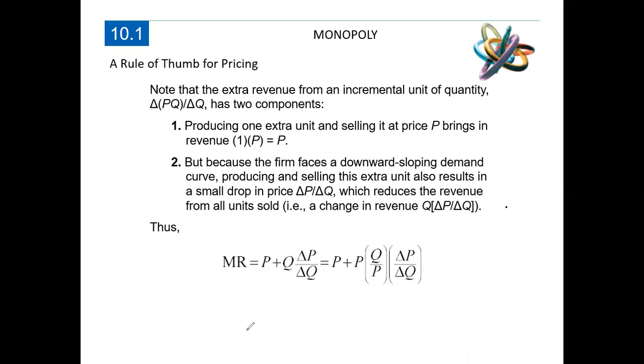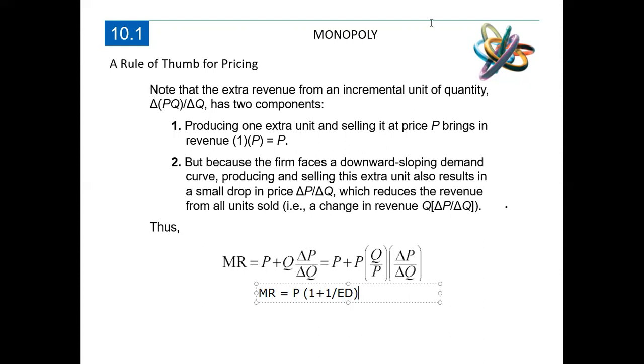So the marginal revenue will be equal to P common, so I will take the P as a common factor, and then I multiply it times 1 plus what? What is this? Q over P times change of P over change of Q. I think this represents something called elasticity. So it is 1 over elasticity of demand. This is the inverse of elasticity of demand.